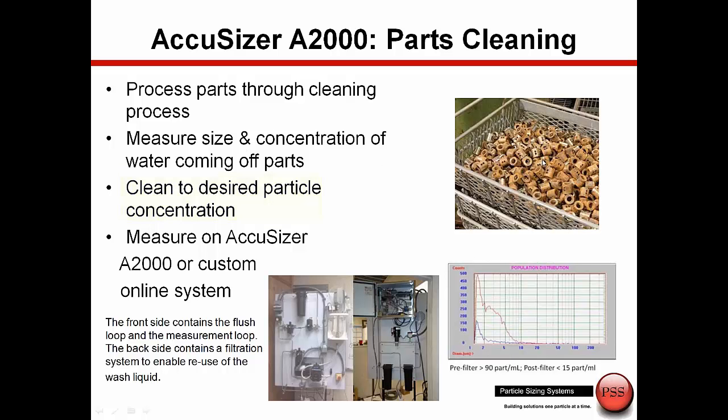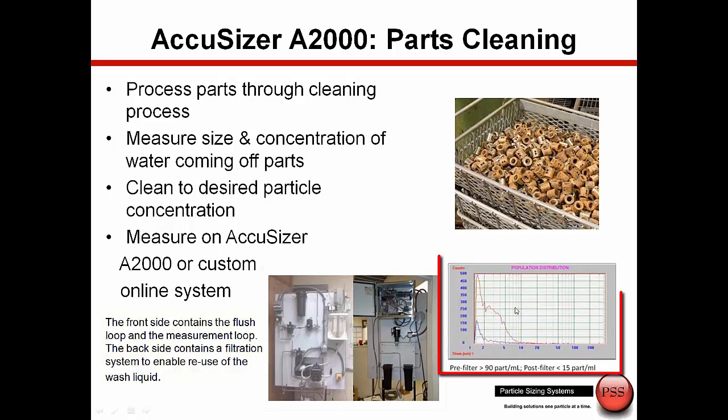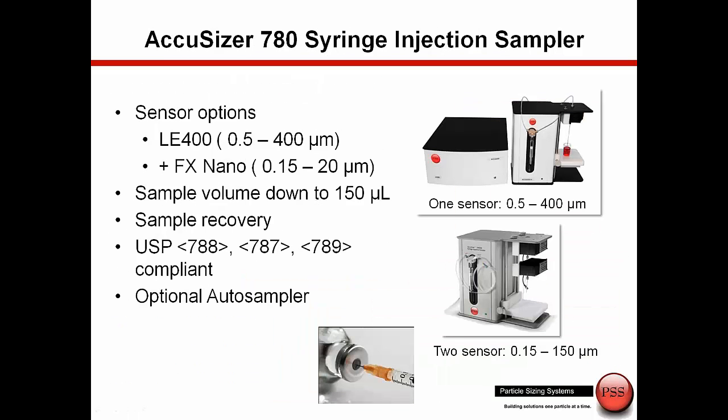This can be done either as a laboratory measurement, or as you see here, this was a custom parts cleaning system that we created for a customer a few years ago. Where in the front, this is actually where we're doing the flushing of the parts here. And in the back, we have the sensor, the control electronics, and also a filtration system, so we can continually reuse the wash fluid. And in the right here, you see the particle concentration upstream and downstream of a parts cleaning process. Another common application where we use the AccuSizer for contamination is looking for particle count in parenteral drugs.